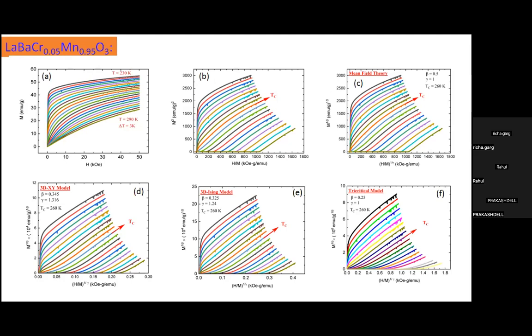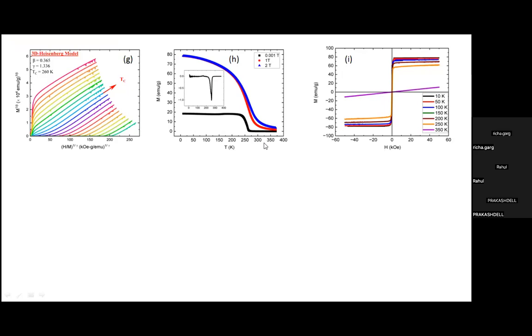And nowhere could you see the linear plot at TC, the MH plot at TC making a 45-degree angle to the origin and passing through it. Nowhere. Neither mean field, nor 3D XY, nor 3D Ising, nor tri-critical, nor 3D Heisenberg. But among all these models, 3D Heisenberg seems to be very near to the model which the system seems to follow.